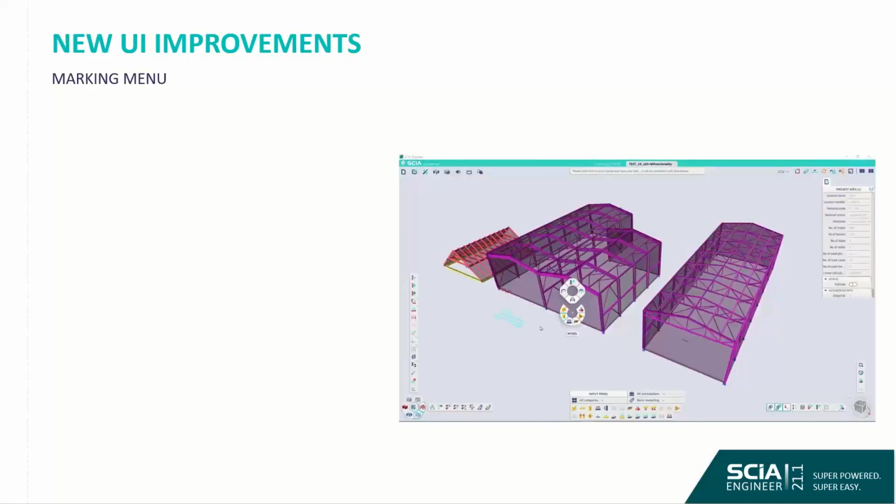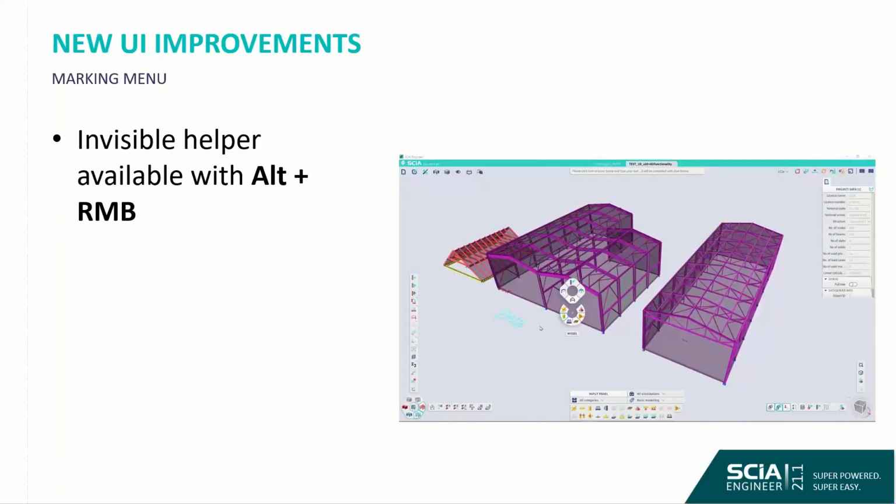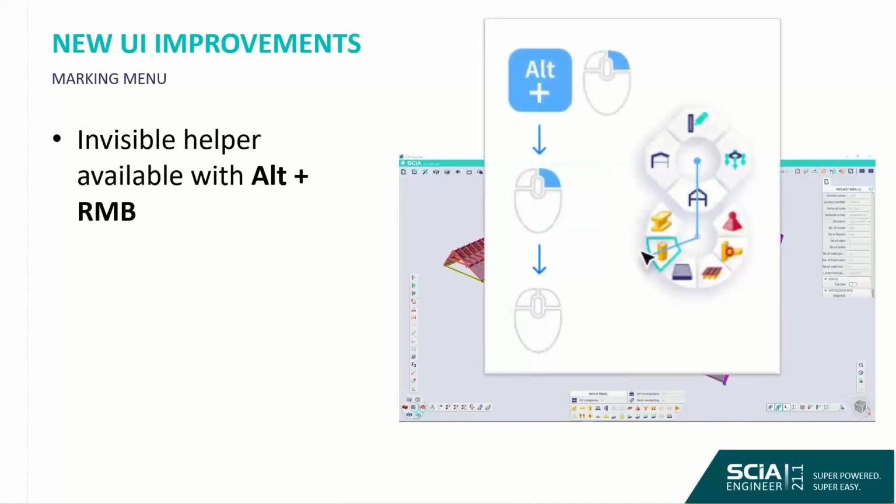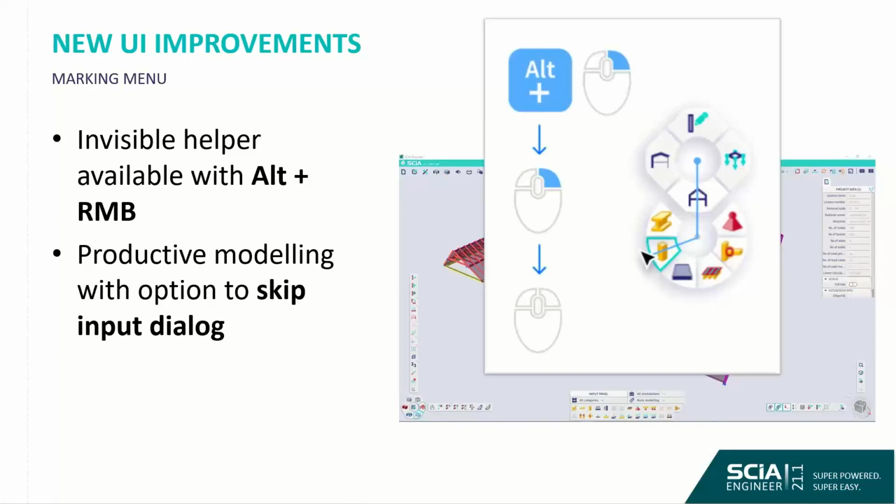I actually touched this topic before in the previous video, but there are also improvements in the new user interface. And the first one that I wanted to show you, we call the marking menu. It's actually an invisible helper that's available by holding Alt and the right mouse button that would show on the spot where your mouse cursor is. A special menu would be shown to really allow you productive modeling with the option to also skip the input dialog.